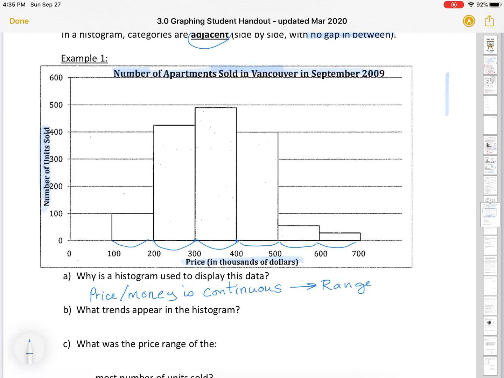So within this 200 to 300, you could have a house that was sold for $210,000, or one that sold for $275,000, or one that sold for $258,000. They would all be part of that second bar. Okay, what trends appear in the histogram? Well, number one, the highest number sold is between $300,000 and $400,000.